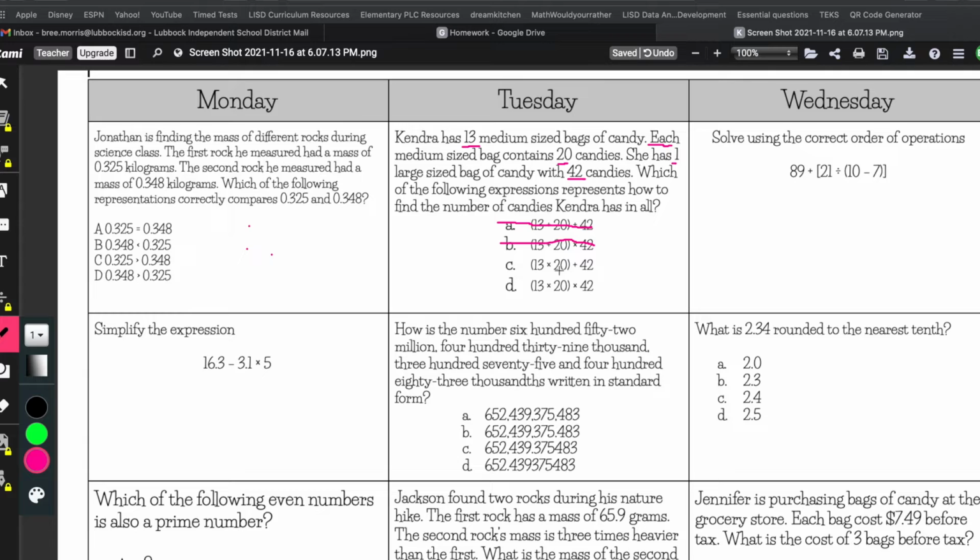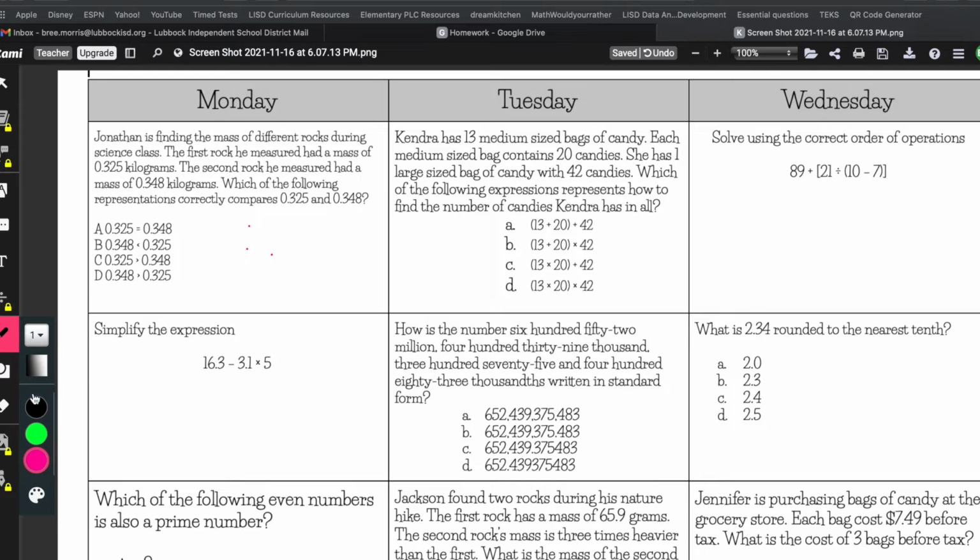I have 13 bags of candy. Each bag has 20 candies. Then I have one bag that has 42. Are we going to add this, or are we going to multiply this? We're going to add this. We're not saying whatever 13 times 20 is, we're going to do that 42 times. We're saying 13 times 20, and I'm going to add 42 more things to that. So C. Okay.